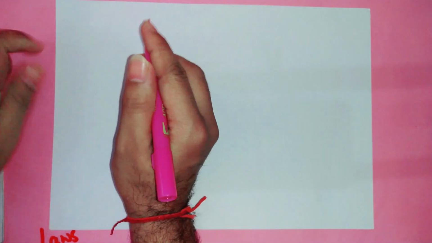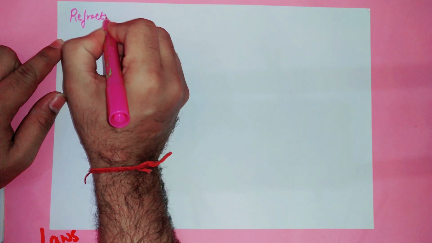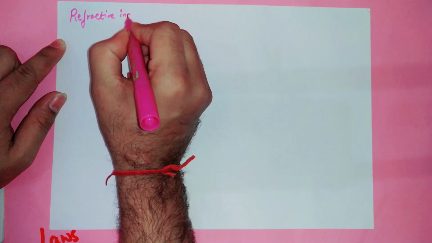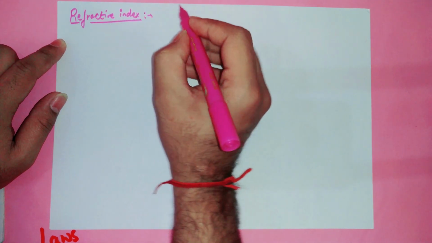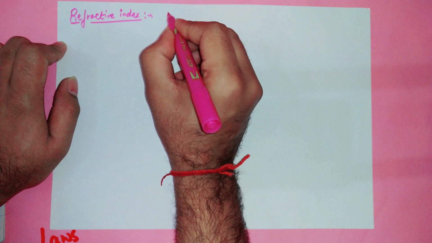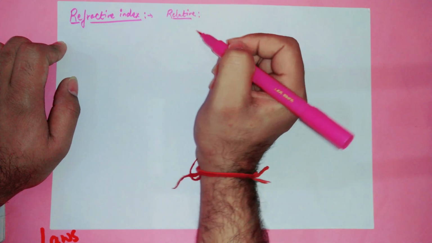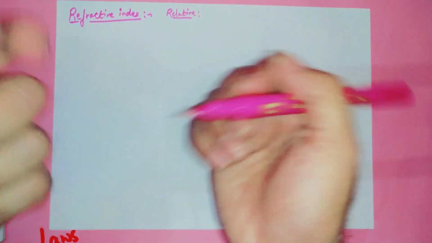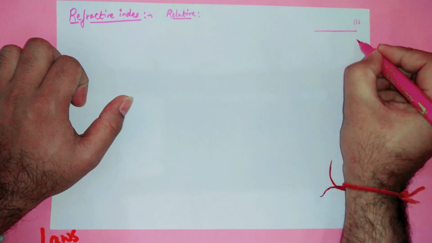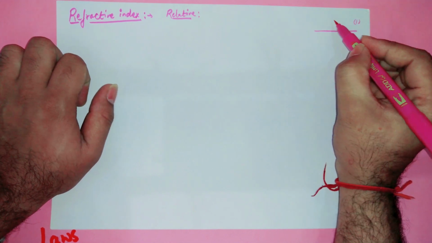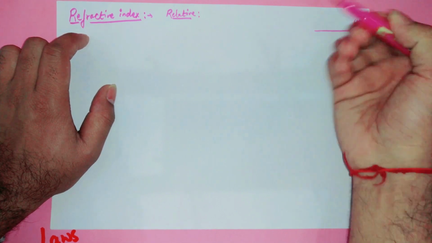So refractive index. Okay, so refractive index is a relative phenomenon. Relative means this depends on the media. Suppose we have two media, 1 and 2. So whenever we calculate refractive index, we always state with respect to which media.